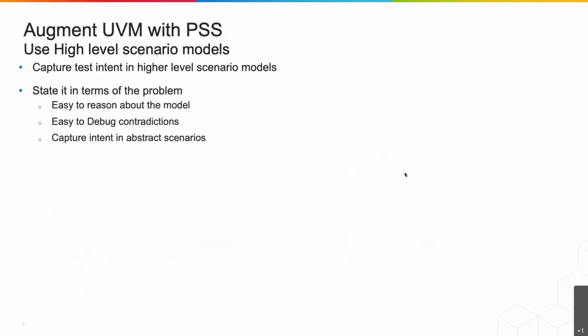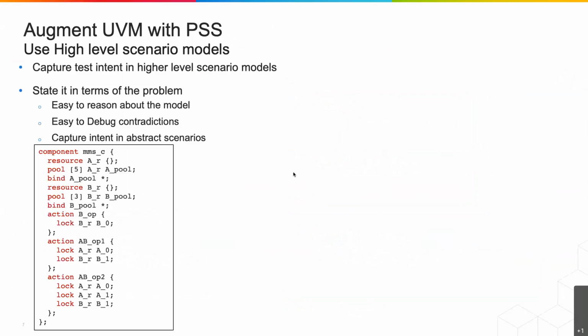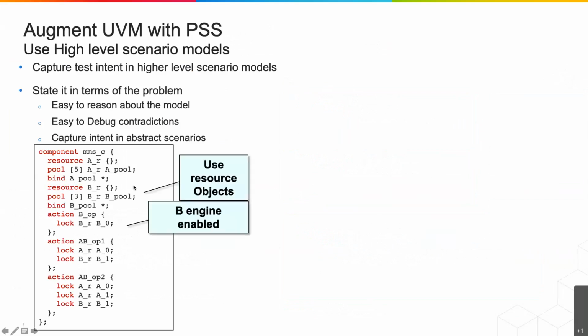With PSS, we can capture this intent at a higher level and state it in the terms of the problem, which is easy to reason, easy to debug, and you can capture abstract scenarios to create higher level behaviors. So if we look back at the previous problem, we can use resource objects in PSS to capture the resource availability of input engines and output engines, and then create operations which put a claim on the resource.